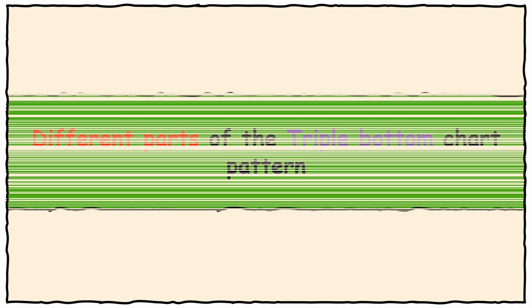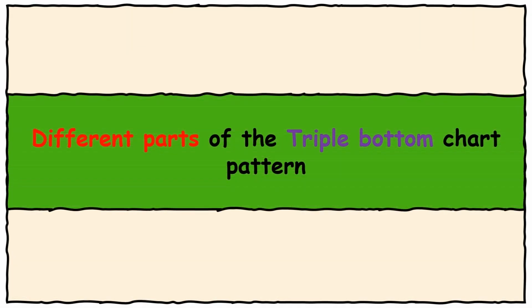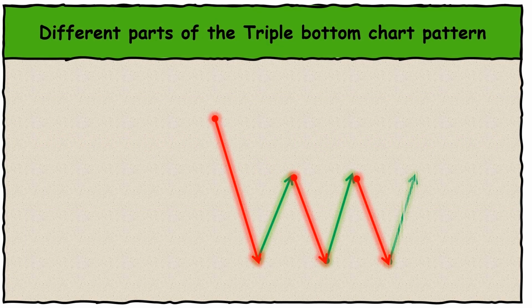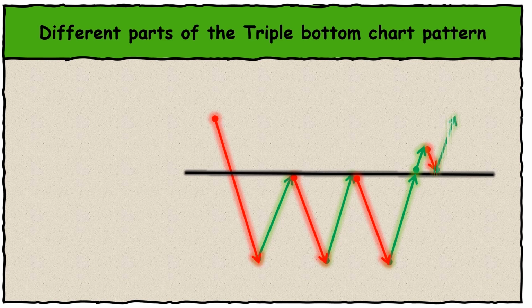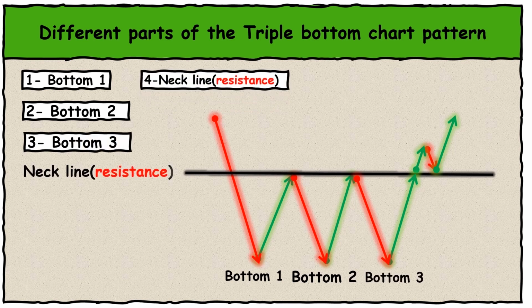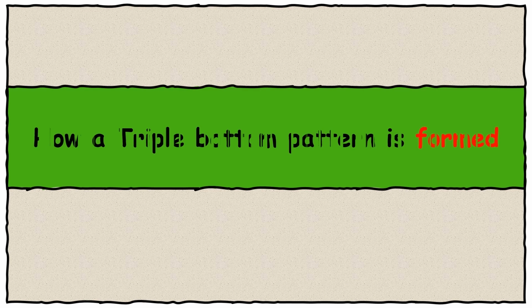Different parts of the triple bottom chart pattern. 1. Bottom 1. 2. Bottom 2. 3. Bottom 3. For neckline, resistance. How a triple bottom pattern is formed.